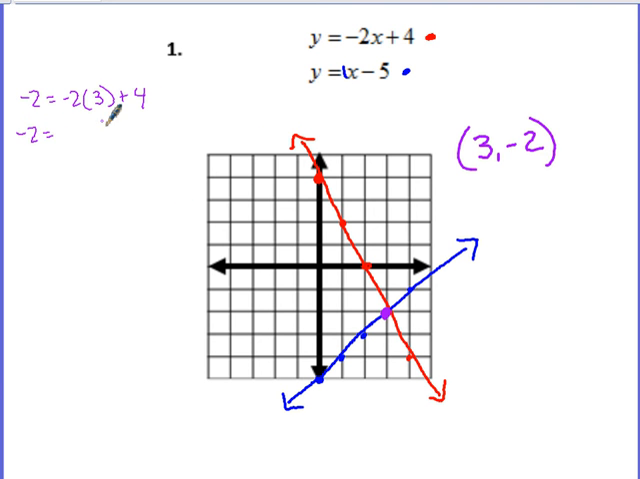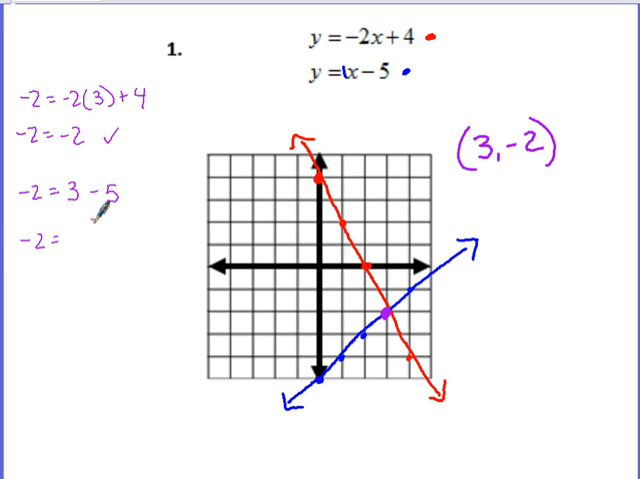Then when I do the math, negative 2 times 3 is negative 6. Negative 6 plus 4 is negative 2. Negative 2 is equal to negative 2. That is a true statement. I have to do the same thing for the blue line. So y, negative 2 equals x, 3 minus 5.